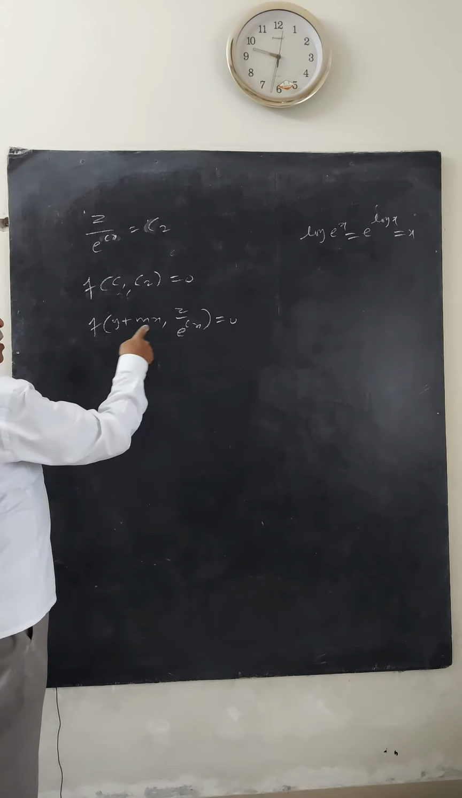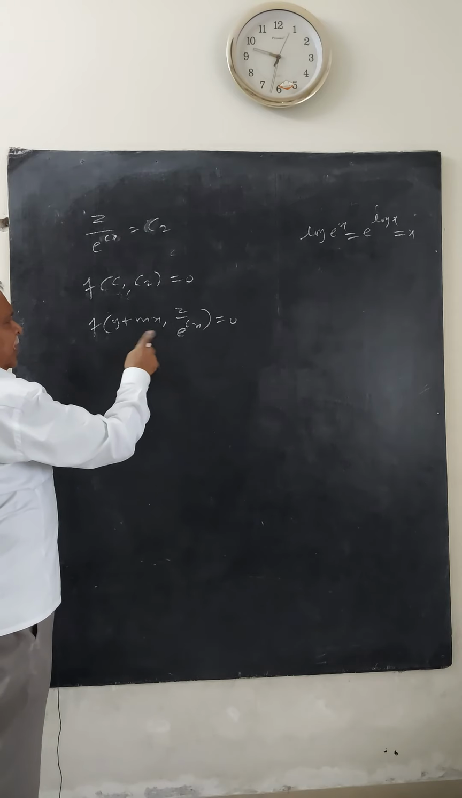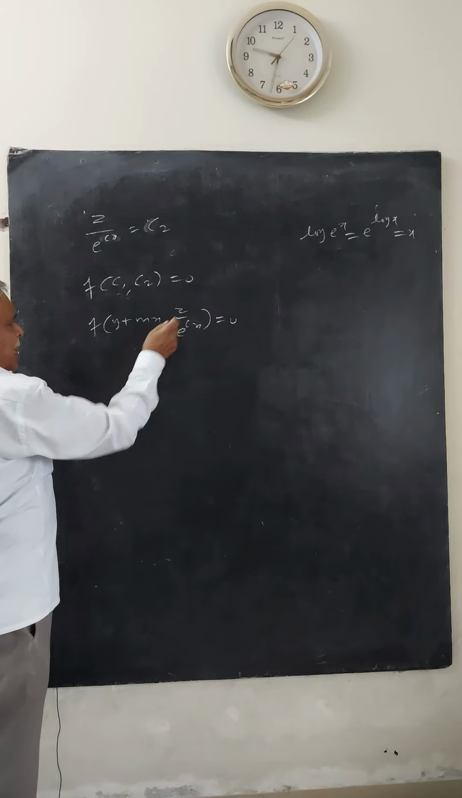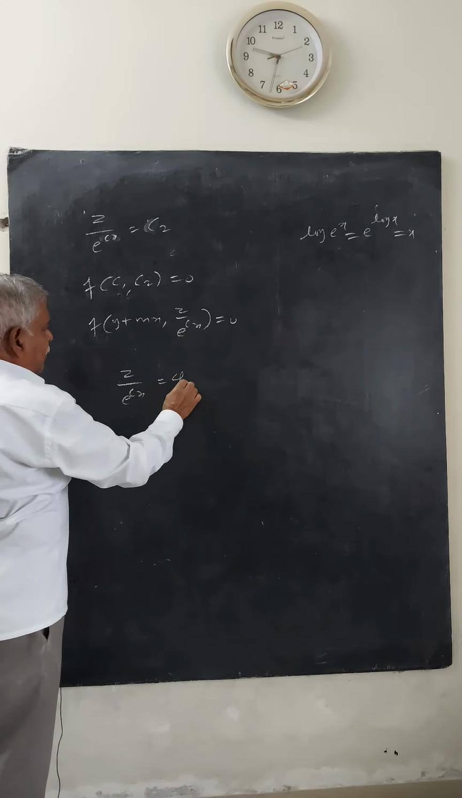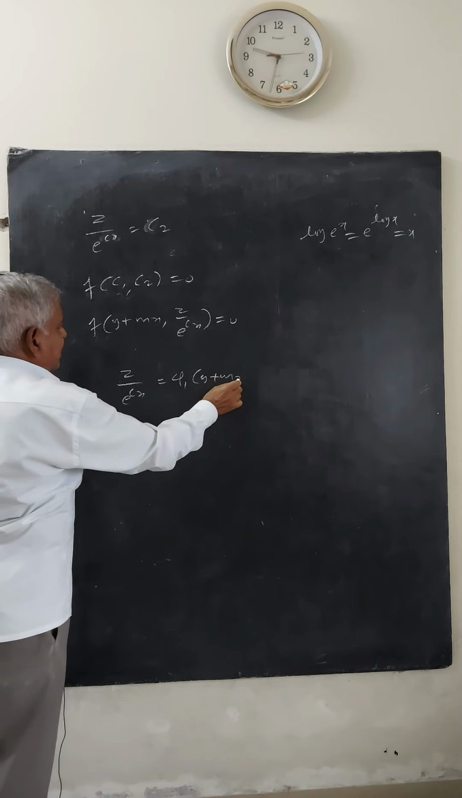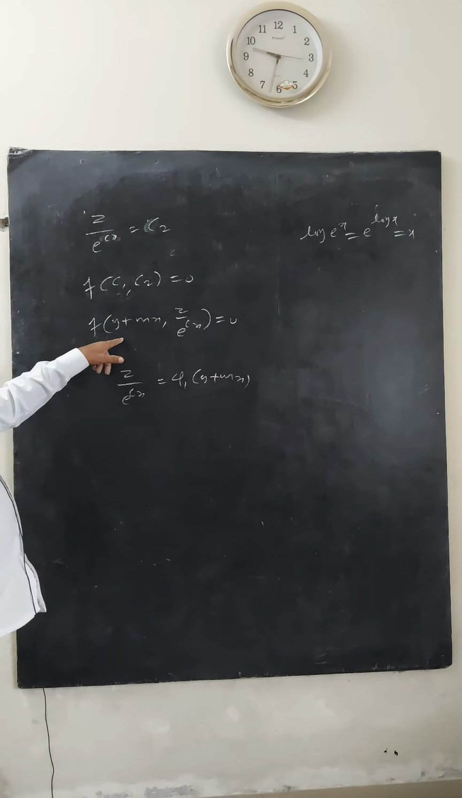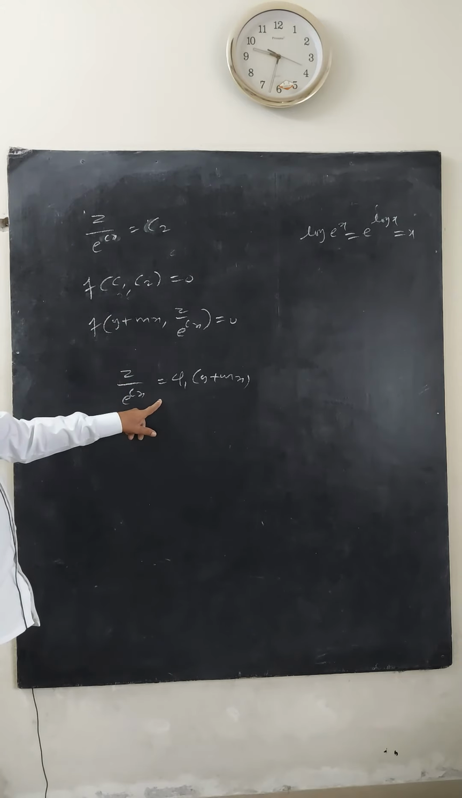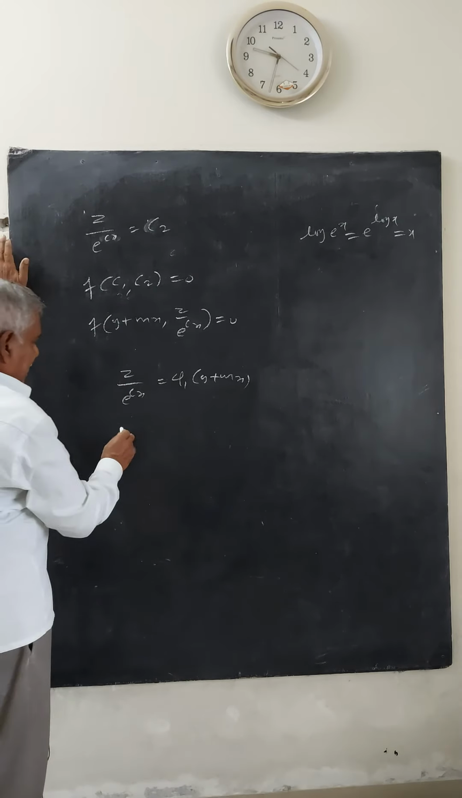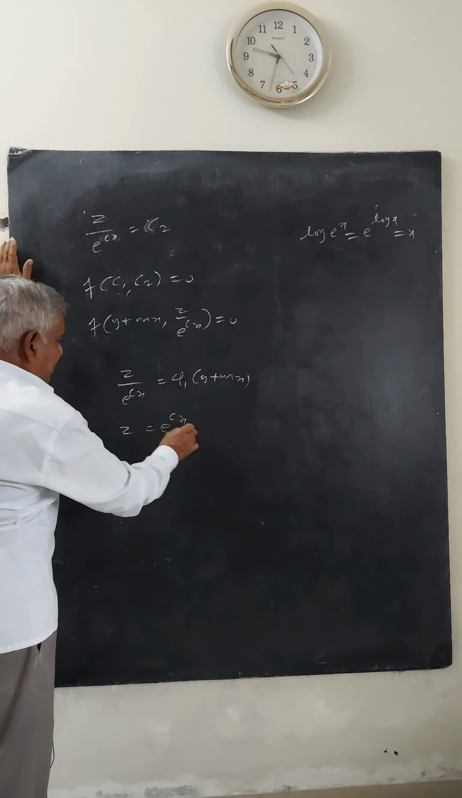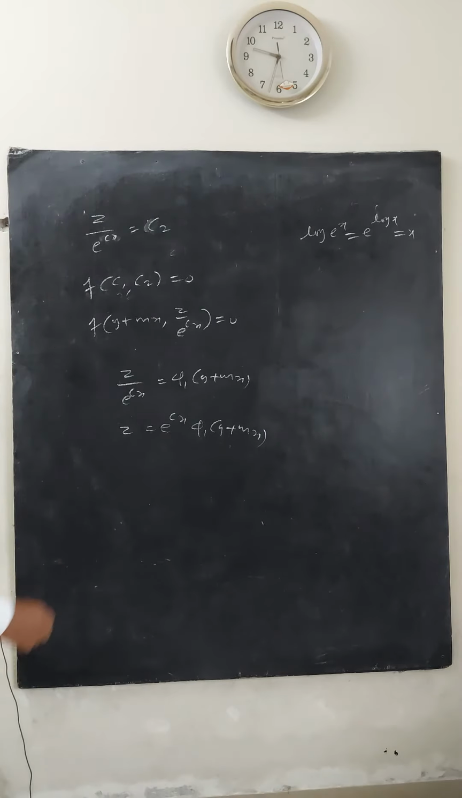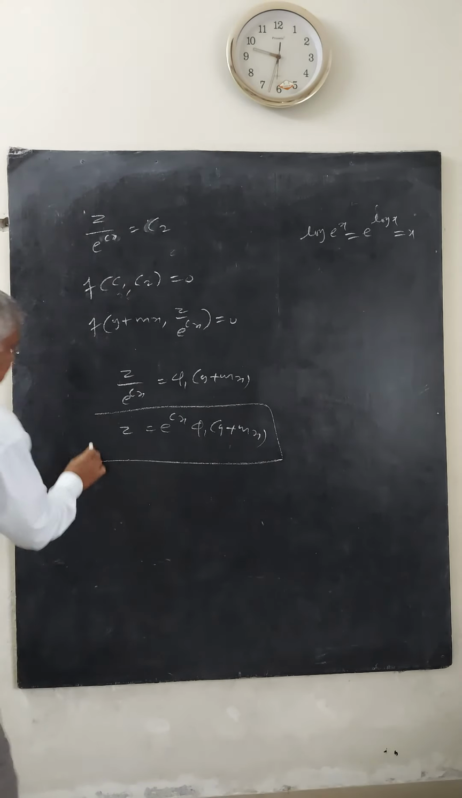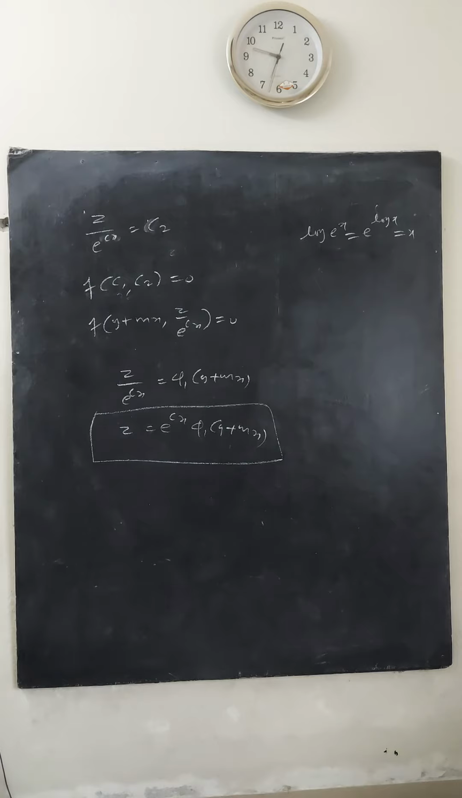This can be written as two functions; one can be written as another function. Let us take e power cx outside. This can be written as phi 1 of y plus mx. This is also an answer, c1, c2. We are writing in Lagrange's PDE: z equal to e power cx phi 1 of y plus mx. This is the standard step we are using in the non-homogeneous partial differential equations.